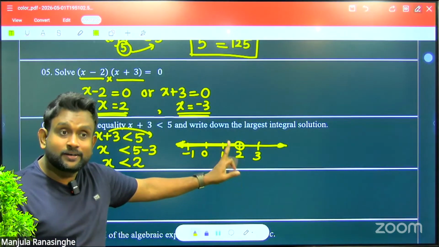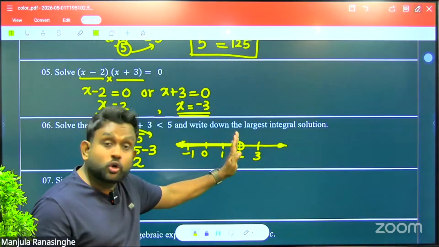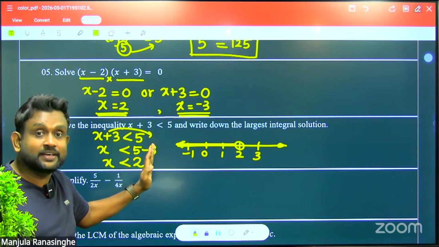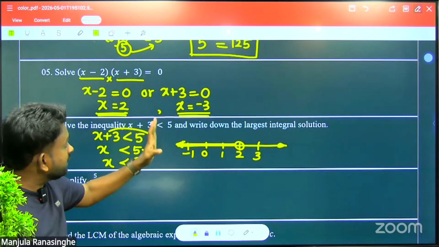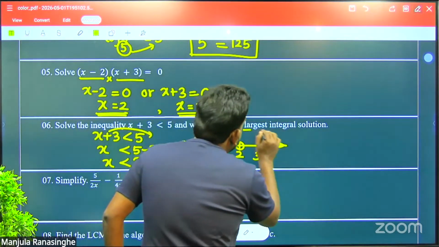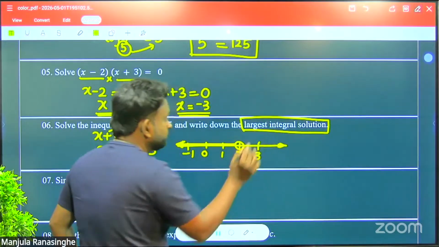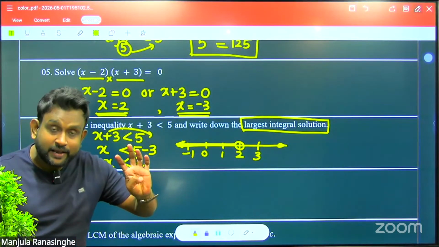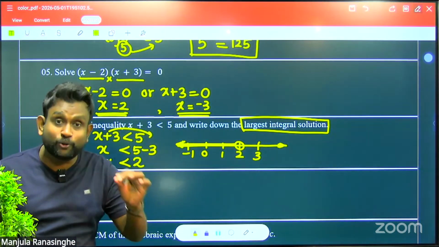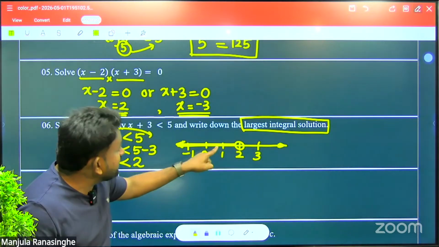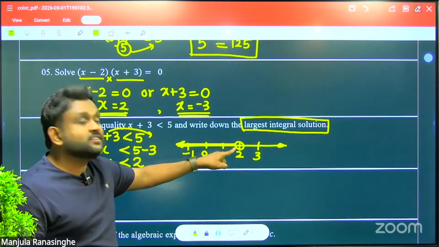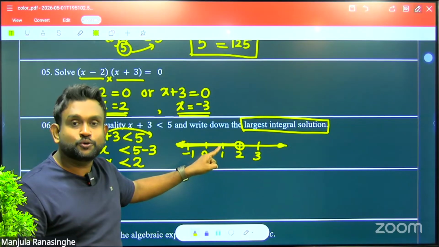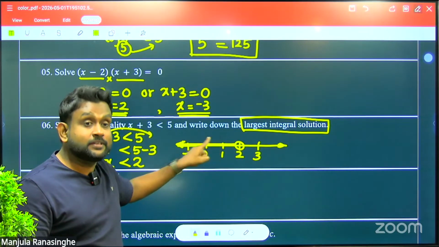Not equal to 2, 2 cannot be taken, but any value lower than 2 it can take. Now they are saying write down the largest integral solutions. It should be the largest as well as integral. Integral means whole number. So it is less than 2. What is the first integral less than 2 you meet? 1. The other one, 0.